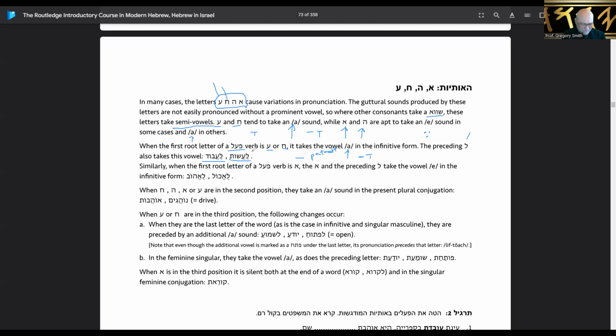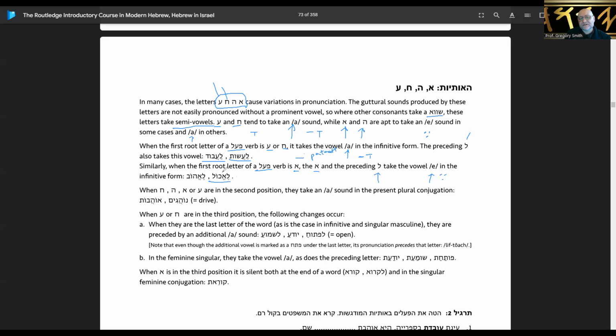La'asot. Yeah, to do. לעשות. Okay, all right. So similarly, when the first root letter of a pa'al verb is aleph, the aleph and the preceding lamed take the vowel which is like segol, I think, in the infinitive form. Okay, yep, I was right.